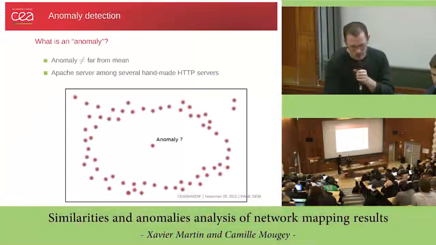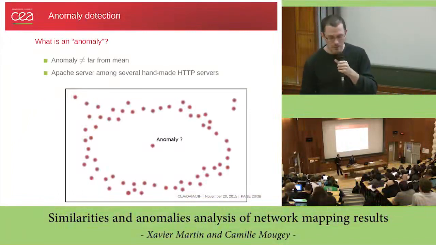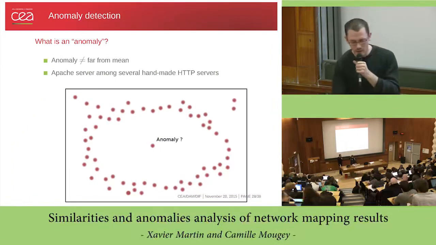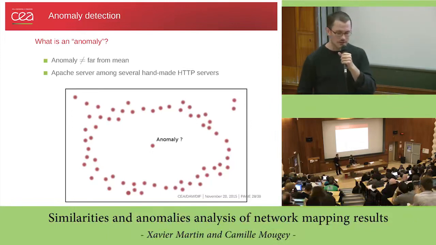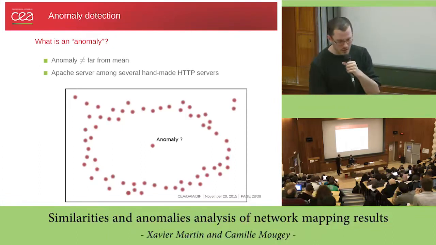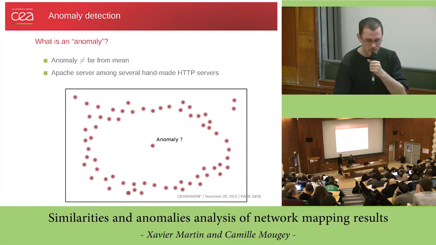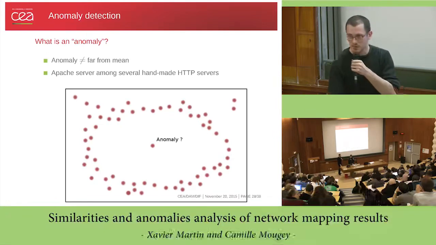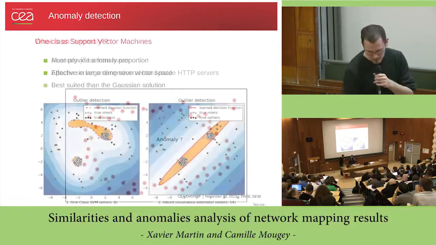The last thing we will speak about is anomaly detection. This is the third algorithm, to spot anomalies. You have to remember one thing: an anomaly is not something which is far from the mean. For instance, here the anomaly in the center is obviously something abnormal, but it is exactly the mean of all the data. Being able to detect anomalies means, for instance, being able to detect an Apache server running amongst several handcrafted HTTP servers, or the other way around.